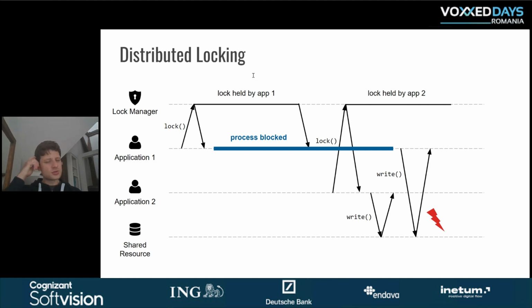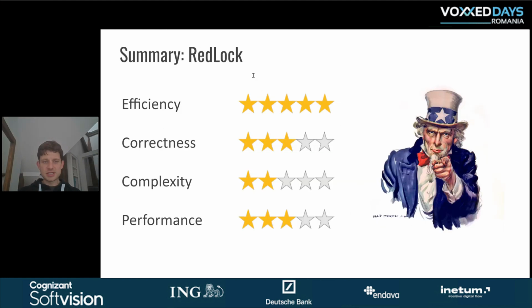So before we go to the solution, let's first see a short summary of Redlock. For efficiency, it's good for the efficiency use case, obviously. For correctness, it's widely used. On the other hand, it's not 100% correct. So if you really need correctness, don't use it. The complexity is actually very easy to set up, and the performance is not bad.